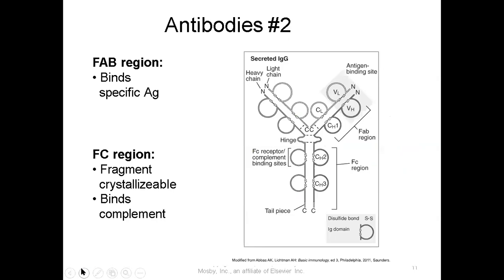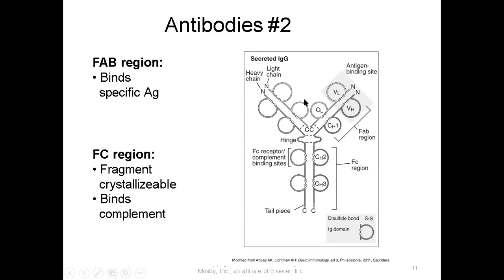So let's look a little bit more carefully, once again, at the structure of the antibodies. Here we see a diagram from our textbook. We can see how we have the heavy chains, and the heavy chains are attached with these disulfide bonds, which they call the hinge region. And then on the inside, we have the light chains. And remember, the light chains are going to be either kappa or lambda chains.